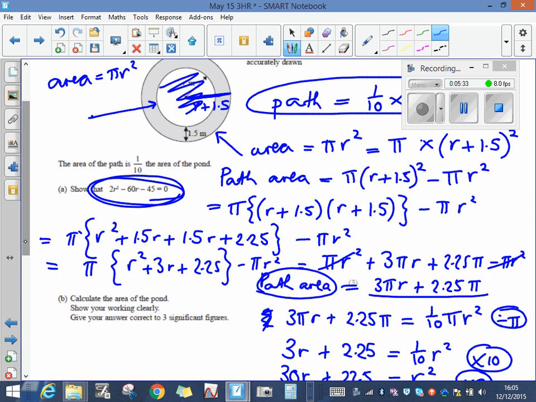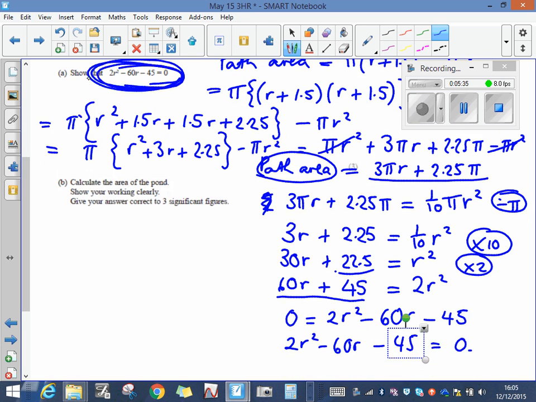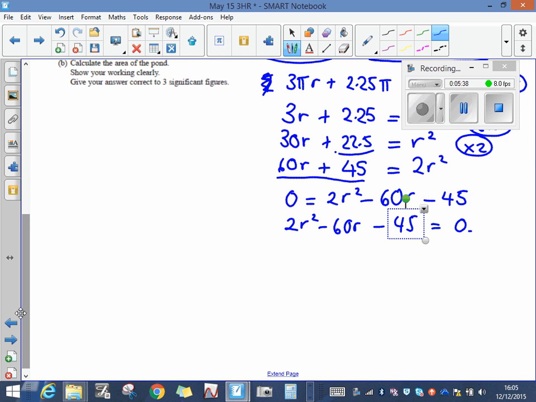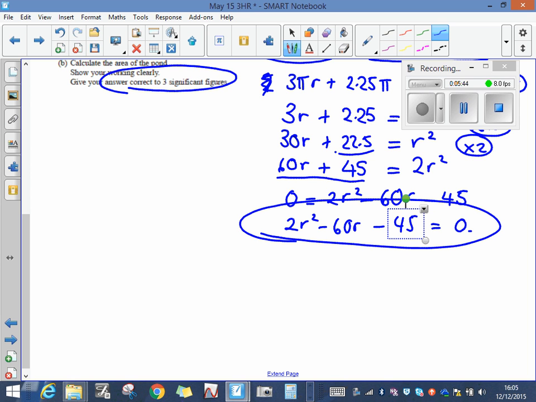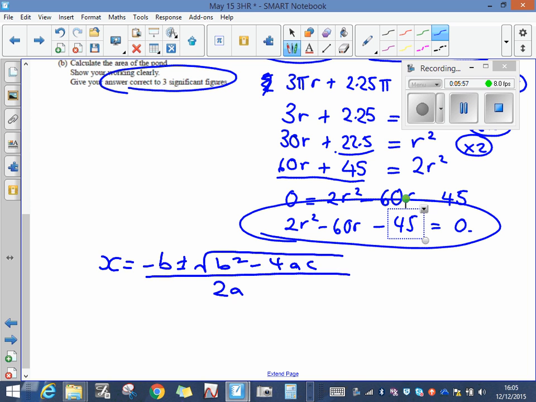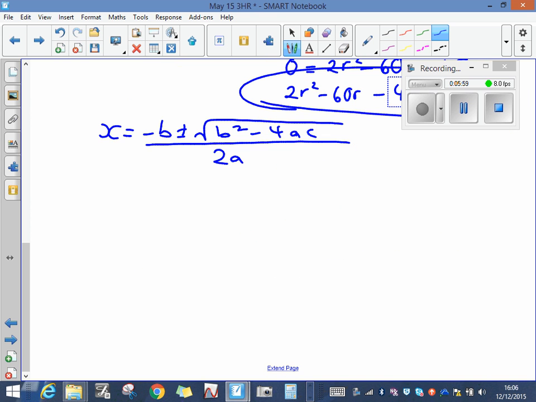Well, we know this equation, and we know that if we solve this quadratic equation, we'll be able to find r, and once you've found r, we can work out the area of the pond. So this is a quadratic equation. The question says give my answer to 3 significant figures, which tells me I'm going to have to use the quadratic formula. So x equals minus b plus or minus the square root of b squared minus 4ac, divided by 2a. And remember, that formula is given to you in the front of the paper.